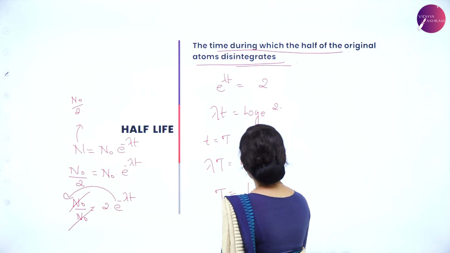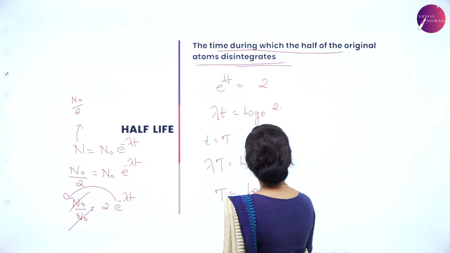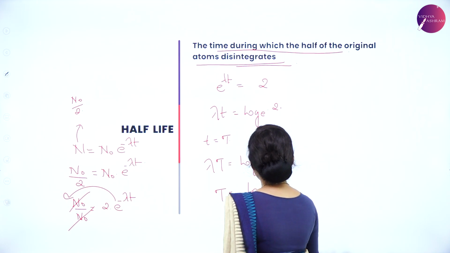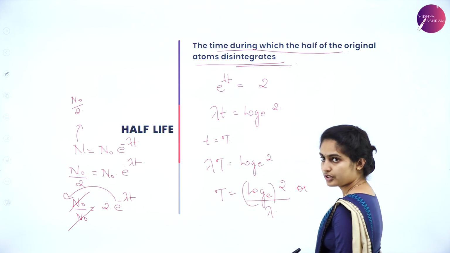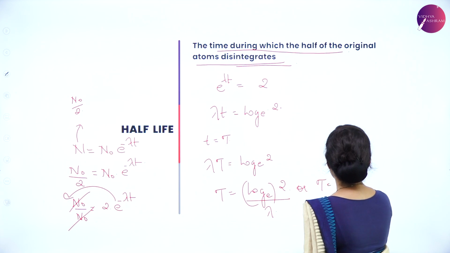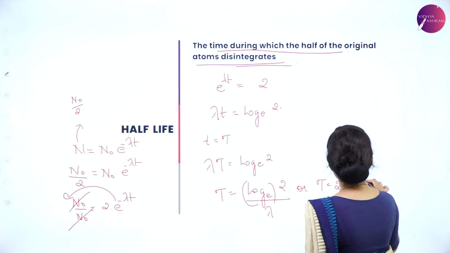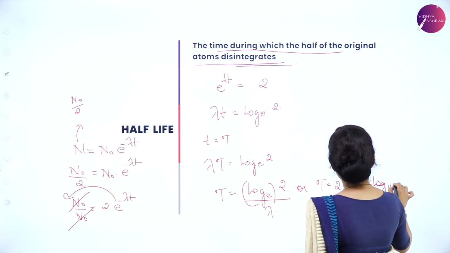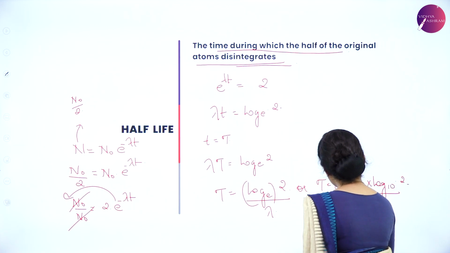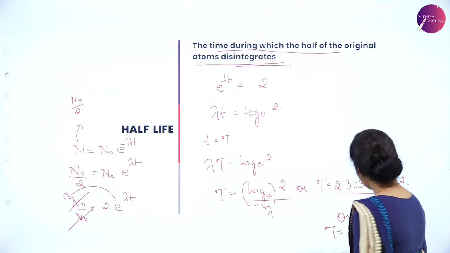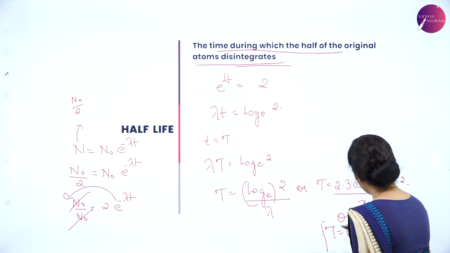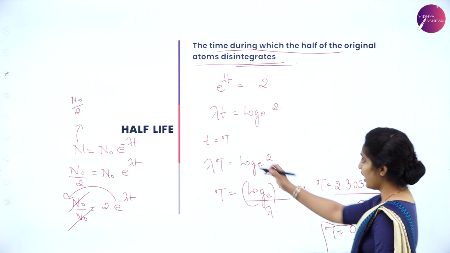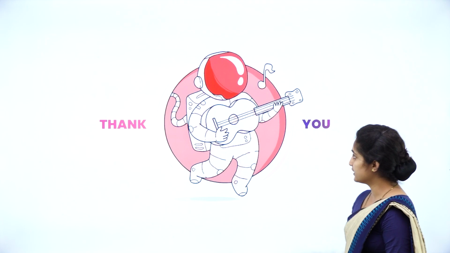Time T is equal to log to the base e of 2 divided by lambda, or you can even write this, in order to convert to log to the base 10, T is equal to 2.303 into log 10 of 2 divided by lambda, or else you can call it 0.693 divided by lambda. So this holds good for the half-life of nuclei disintegration.